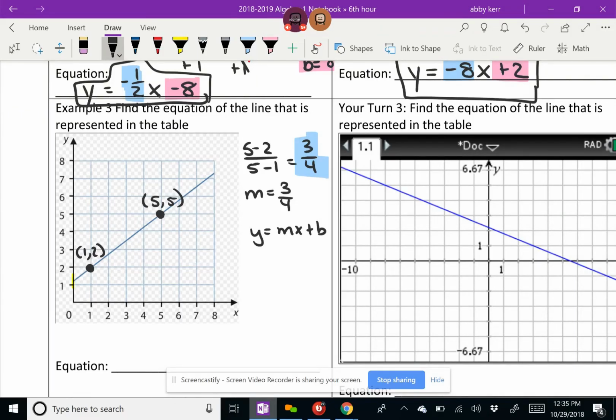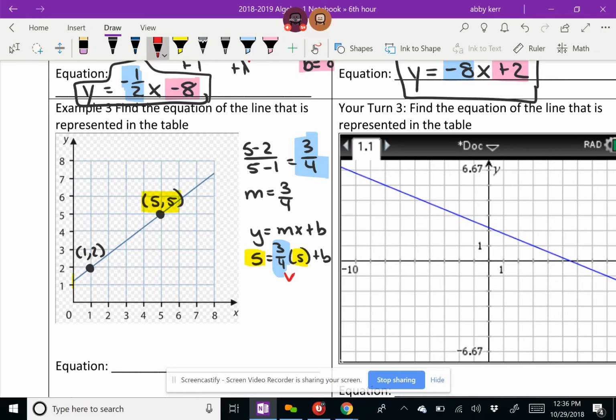So now that we have m equals 3/4, you're just going to pick an ordered pair. I'm going to pick 5, comma 5. Whenever you have the chance and the x is the same as the y, I recommend choosing that point, because if you're in a rush and you misplace the x and the y, it doesn't matter because they're the same number. So that's our y, and that's our x. This is our m, just like all the other problems.